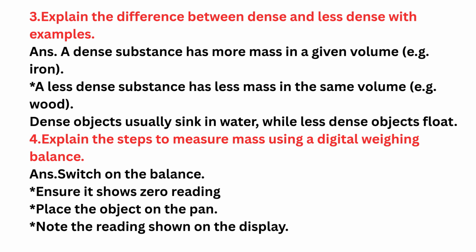Question number 4. Explain the steps to measure mass using a digital weighing balance. Answer. Switch on the balance. Ensure it shows zero reading. Place the object on the pan. Note the reading shown on the display.